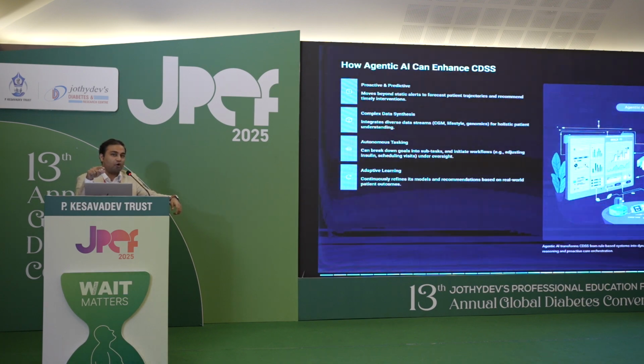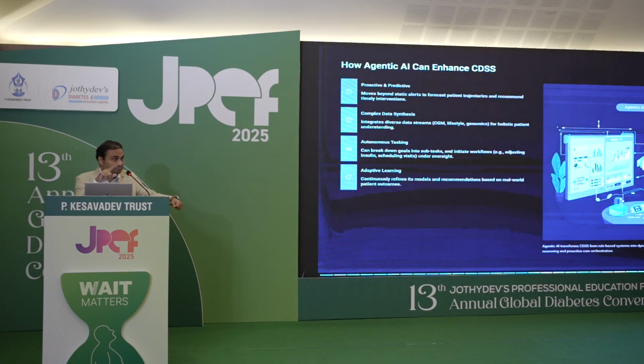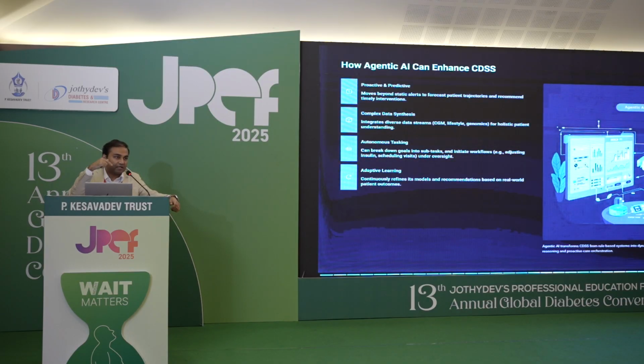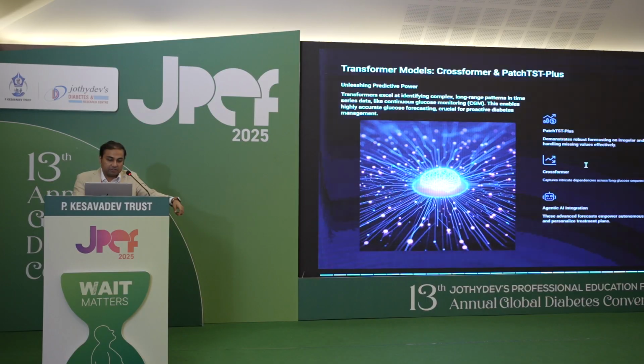Now comes the question of autonomous tasking, and the question of where the human in the loop is going to go if you automate too much of it, and how much of a barrier should be put. Most importantly, it will have the capability of adaptive learning, so it will continuously refine its model and recommendations based on real-world, individualized, personalized patient outcomes. So this is where agentic AI will come into the picture.